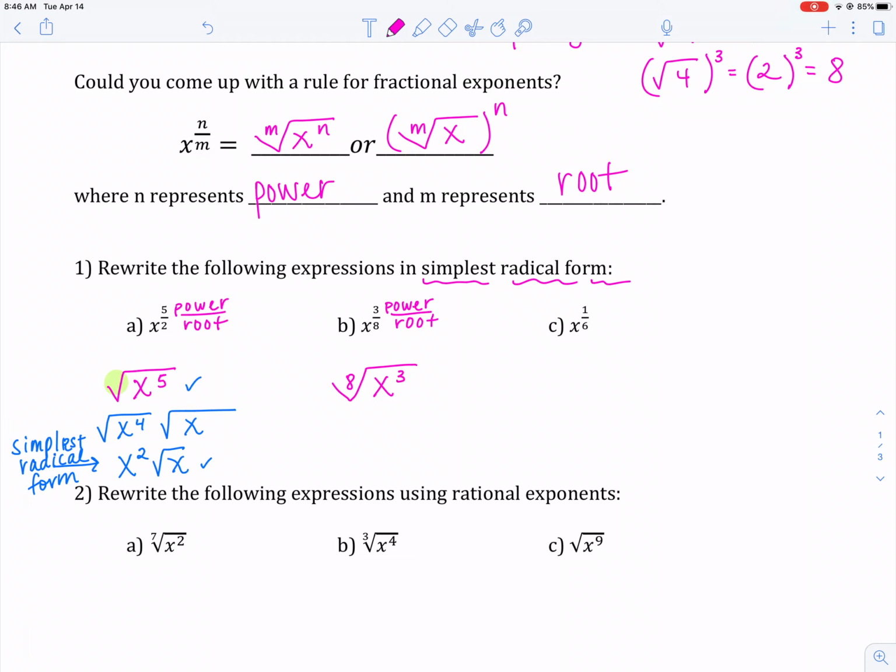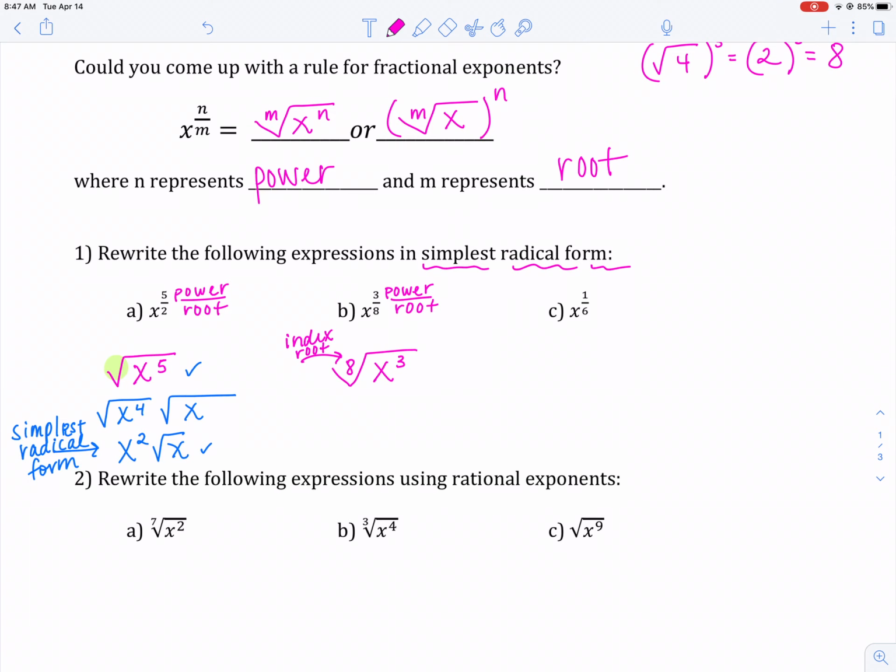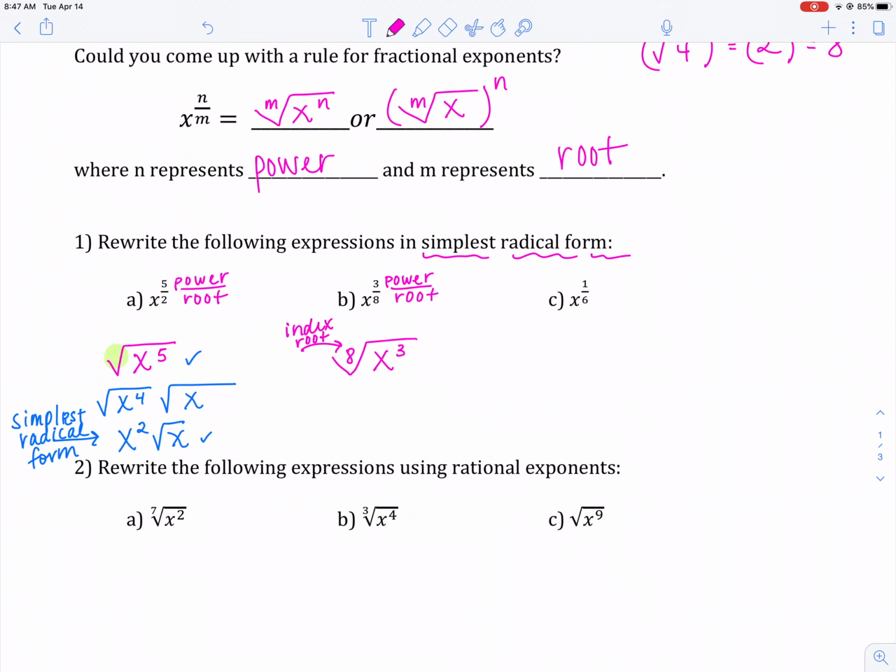So I want you to understand that that little 8 is called the index. This is the index or the root. Okay, and notice where it goes. It goes inside that little radical thing, okay? It's not a big number 8 outside of it. That would be 8 times. This is a little teeny tiny number and it's showing the root. Okay, I'm going to leave that last one for you, letter C, and I'm going to go to the next part.